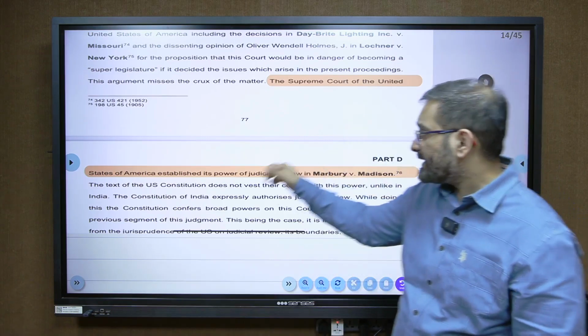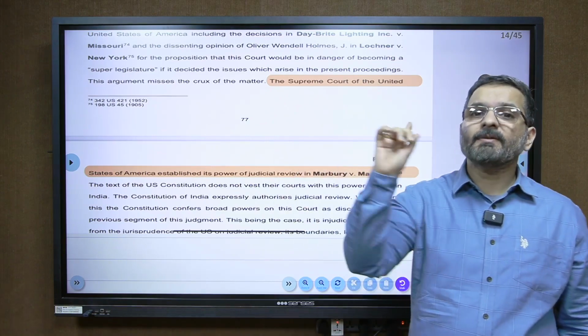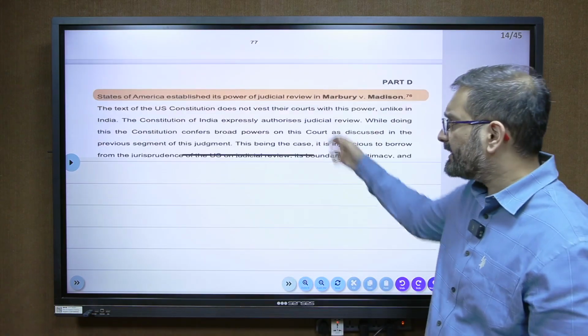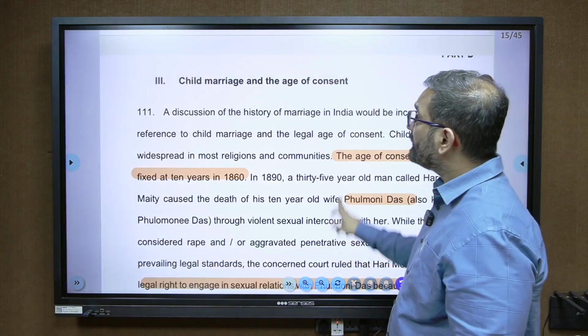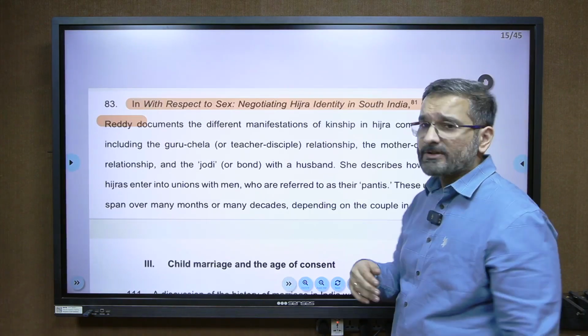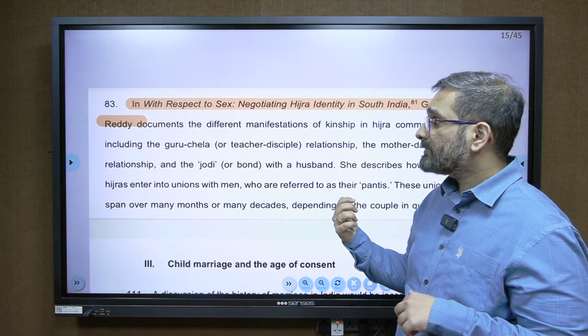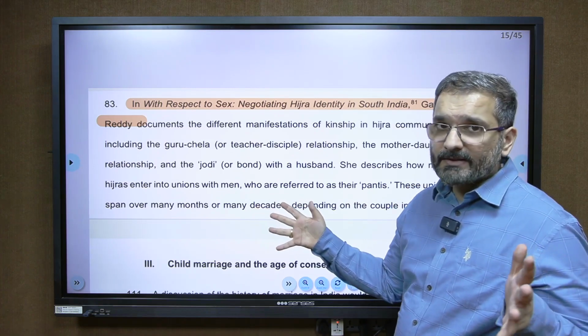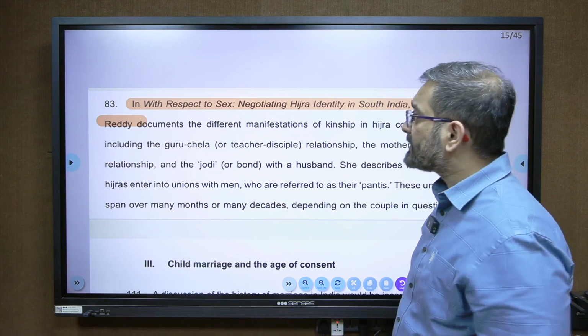The Supreme Court of the United States of America established the power of judicial review in Marbury versus Madison. This is a clear-cut, I believe, MCQ. Then we go here. We'll go into child marriage also because they have entered into that domain. So I'm trying to cover all our bases so that the examiner cannot attack us from any angle whatsoever.